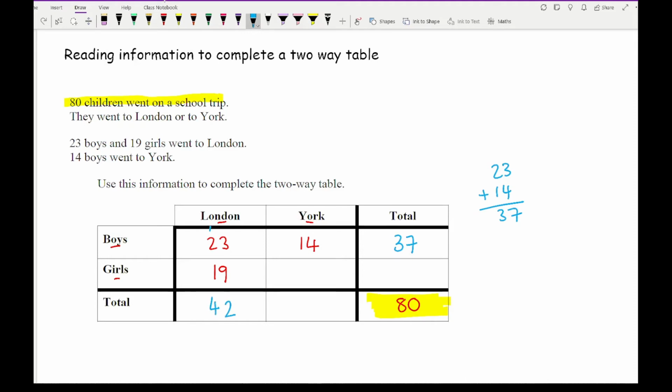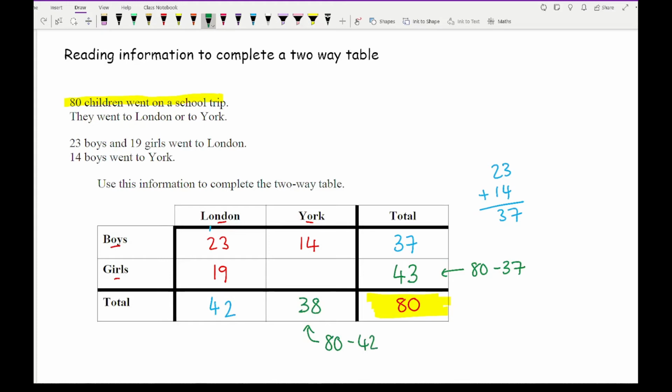So from this, I can now either work out the two totals. I can either work out the total number of girls, or I can work out the total number of people that went to York. And it doesn't really matter which one I do first. So to work out this number here, all I need to do is 80 take away 37, which is going to be 43. And to work out this number here, all I need to do is 80 take away 42, which is going to be 38.